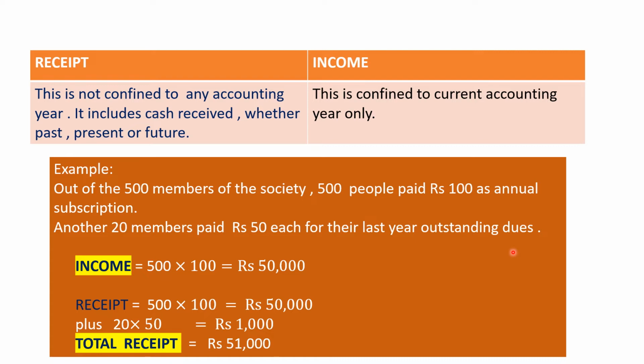So their outstanding was there, and now they are paying me their last year's subscription. So what will be my income? Income is just for the current year. So it will be 500 multiplied by 150,000. That's it.